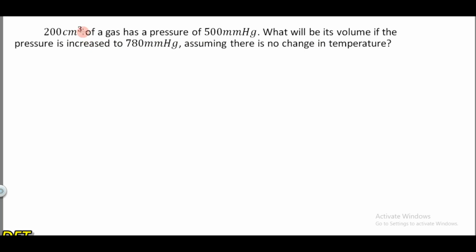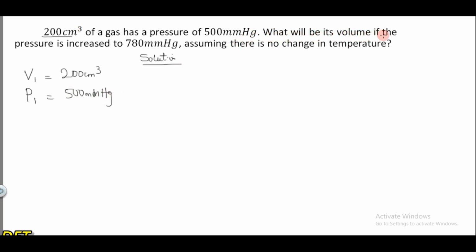So the first thing I would want to do here is to fish out the parameters, to bring out the parameters that are given. So I have 200 centimeter cube of a gas has a pressure of 500 millimeters of mercury. So this is volume, right? So my V1 is equal to 200 centimeter cube. So pressure P1 is equal to 500 millimeters of mercury.